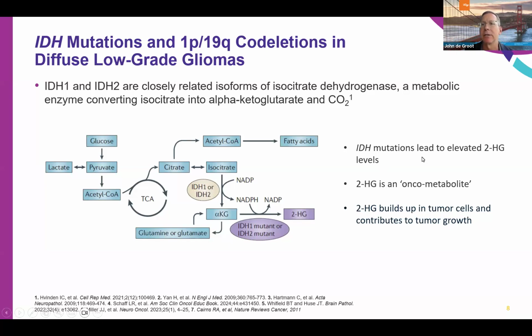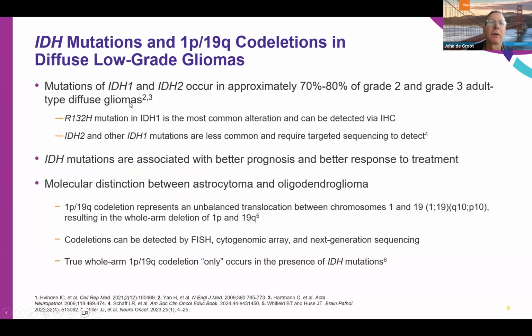So these IDH mutations lead to the elevation of 2HG, and 2HG is what we call a quote unquote oncometabolite. So what is an oncometabolite? Essentially, this is a molecule in the cells that's actually promoting tumor growth, and it does it in a variety of different ways. But we now know that having too much hydroxyglutarate in the cell can lead to more tumor-like behavior.